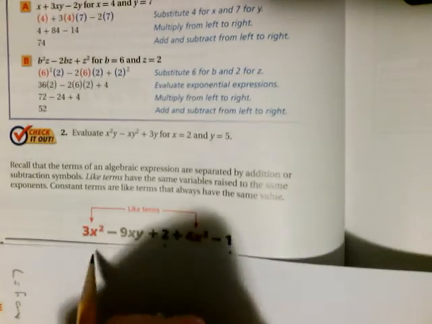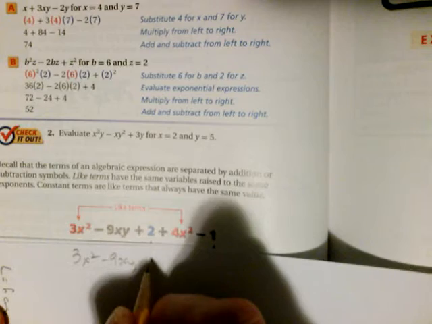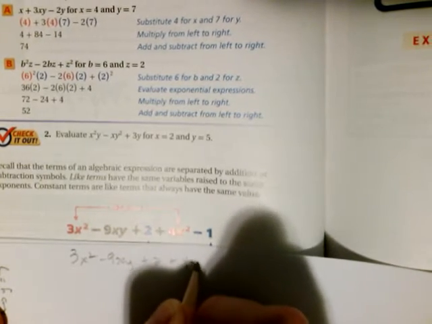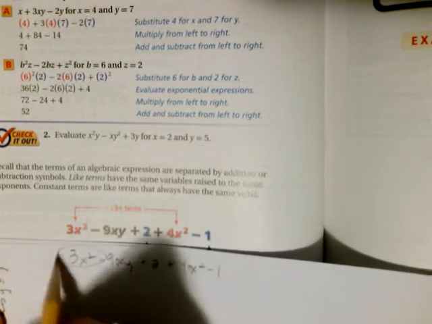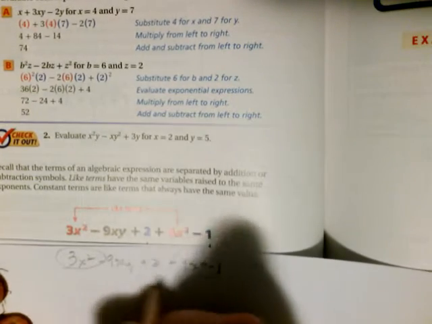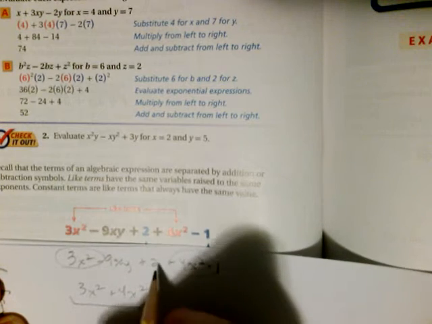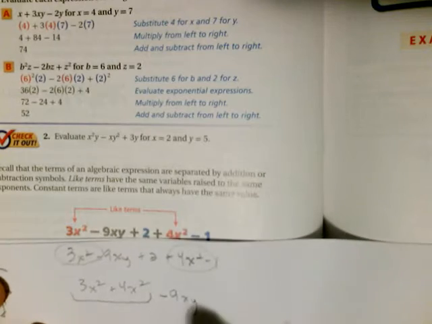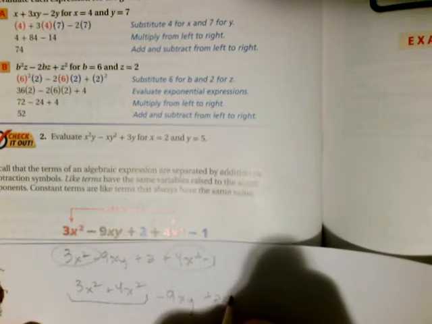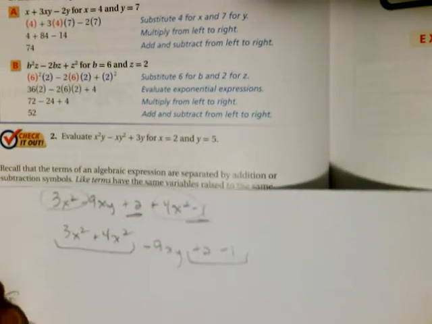So if we were to try to simplify this expression, 3x squared minus 9xy plus 2 plus 4x squared minus 1. Well, you can see it, they've highlighted these two in red. 3x squared and 4x squared are going to be like terms. And then I have a minus 9xy. I've got nothing to combine with that. And then there's a plus 2 and a minus 1 that are also like terms.